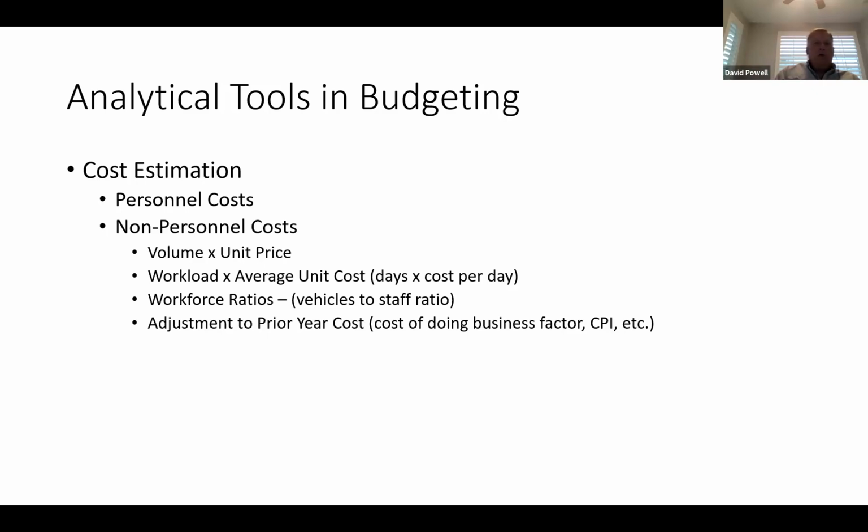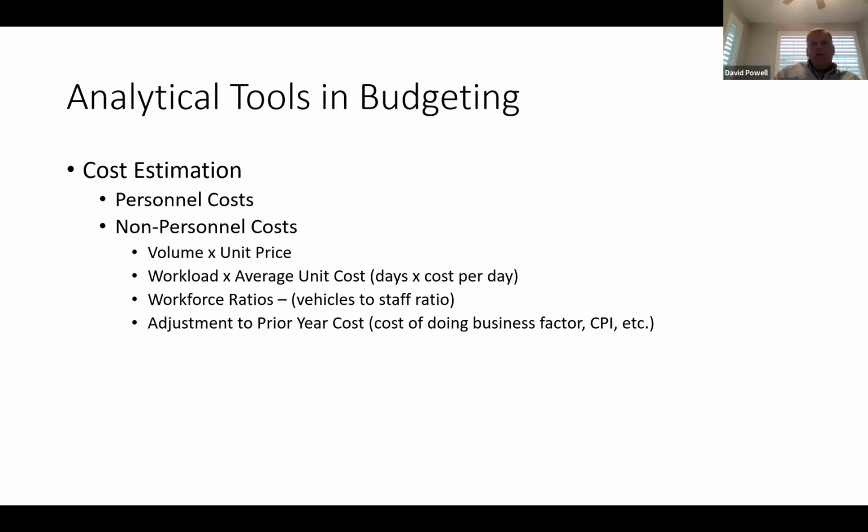Sometimes we use what are called workforce ratios, where we'll do a ratio of, say, vehicles to staff. So we'll look at the number of vehicles in a department compared to the number of people who work in that department. So you might have a situation where you have one vehicle per 15 people who work in a department. That's a workforce ratio.